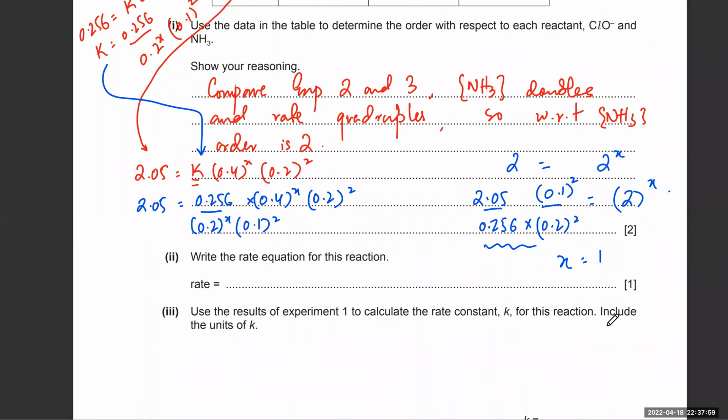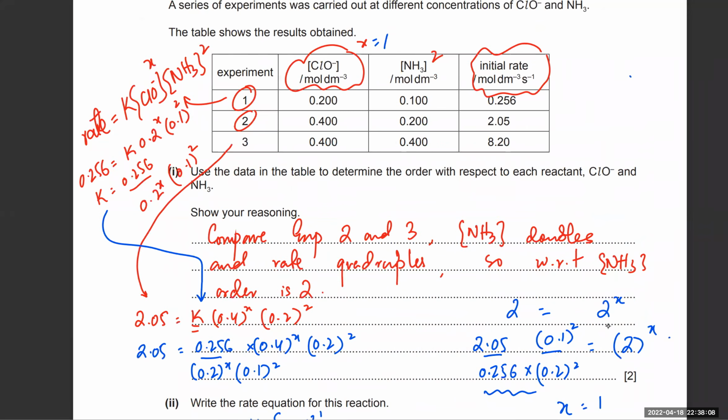Okay, but is this clear? And we can write the rate equation, which is K times ClO- concentration to the power 1, and the other one, NH3, was 2.